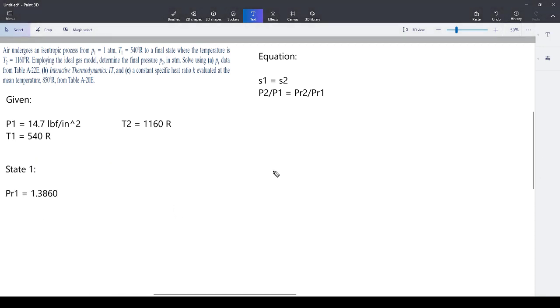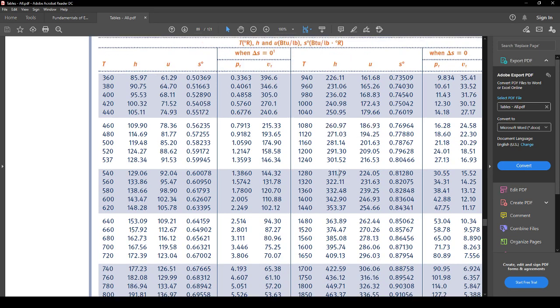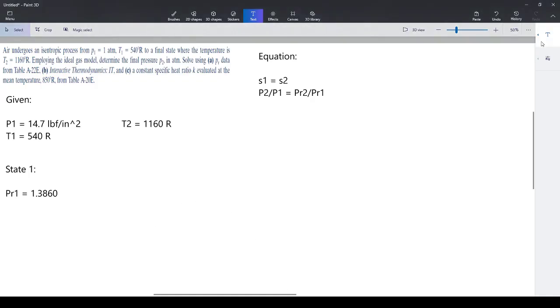All good. Then the second one is T2 as 1160 Rankine. So once again, we go right back to the table and find 1160, which is right here. We slide over to 21.18. So let's go back. PR2 is equal to 21.18. And now this equation looks a lot more manageable, right?